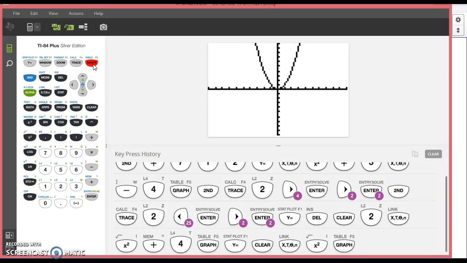And I'm going to hit graph. Now, maybe, did somebody find Leo's assignment book?